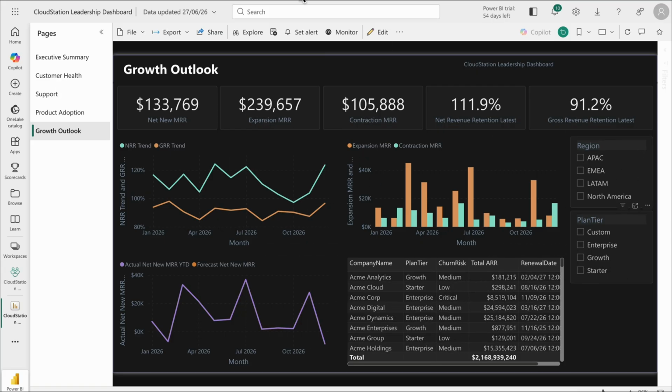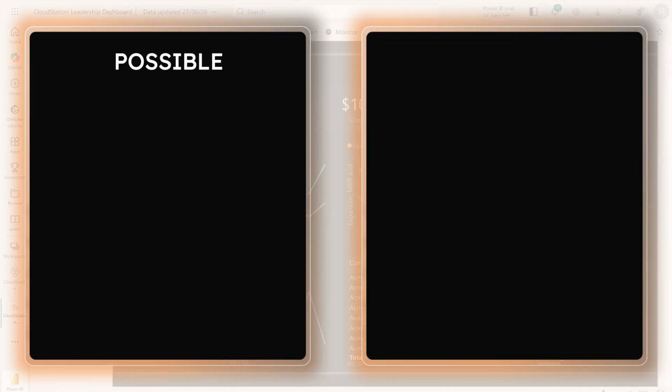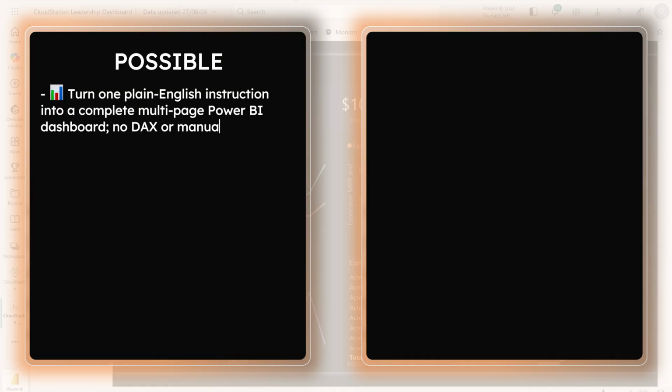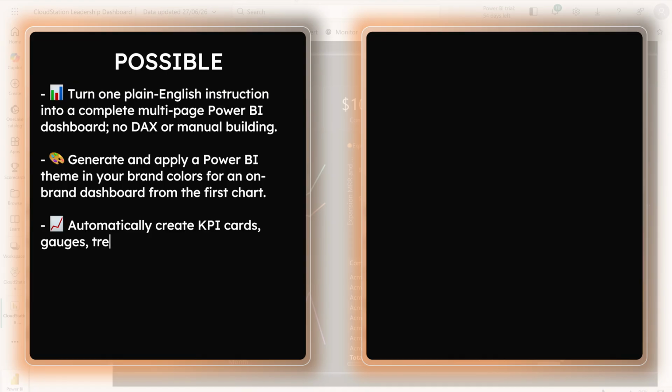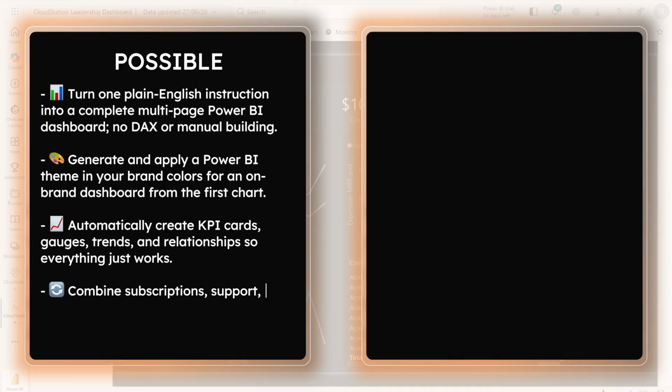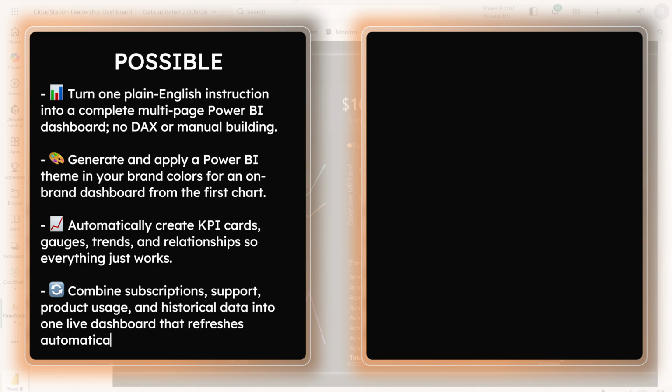Let's take a step back. So what can Charlie do with Power BI in this example? She can take one plain English instruction and build a multi-page dashboard from business data. You don't write DAX, she's going to do it for you. She created a Power BI theme as well, based on your brand colors, and applied it to your dashboard. She created KPI cards, gauges, trend lines, and filters, turning scattered business data into a live decision cockpit.